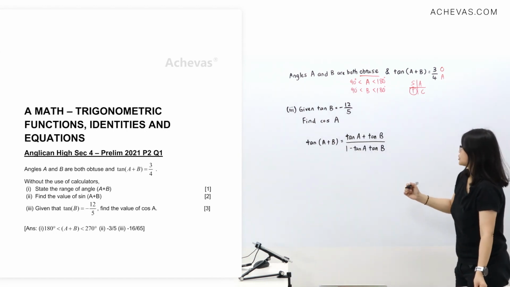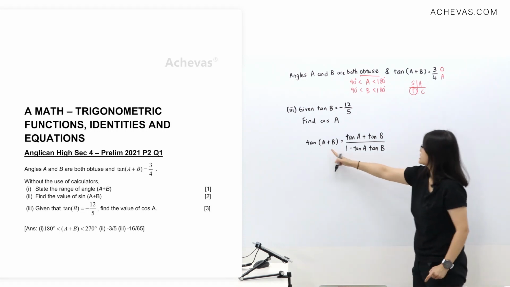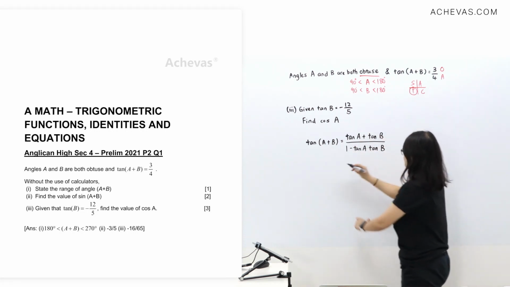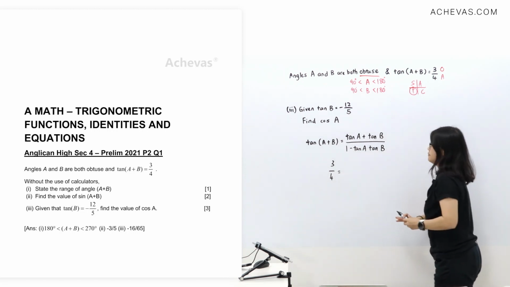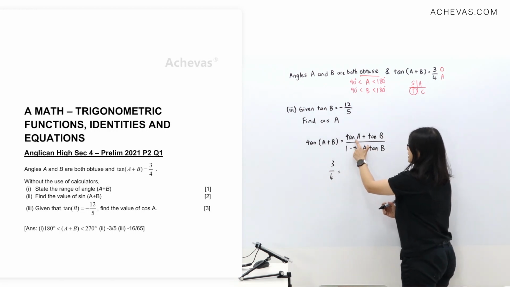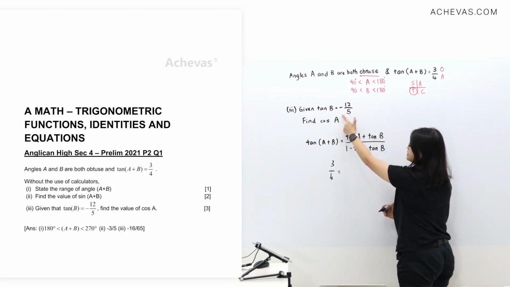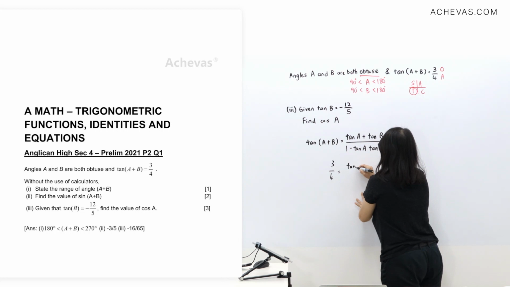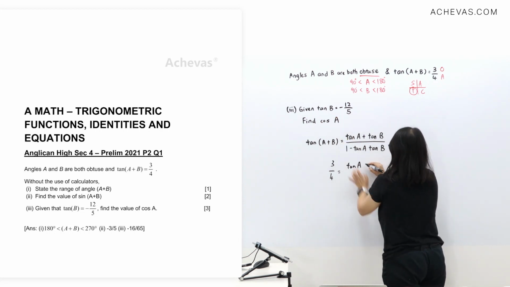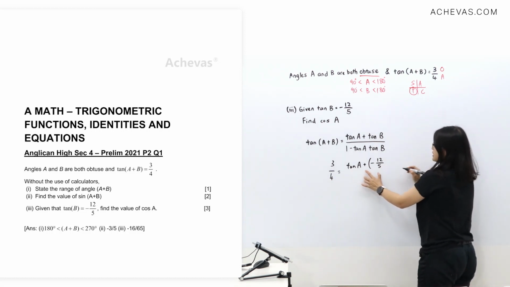Right? So what can we replace? We know this value from here, 3/4. Okay, so tangent A, I don't have. Tangent B, I have here, given in part 3 of the question, is this value. So I'm going to take this and replace it here. I can change it to negative if you like.